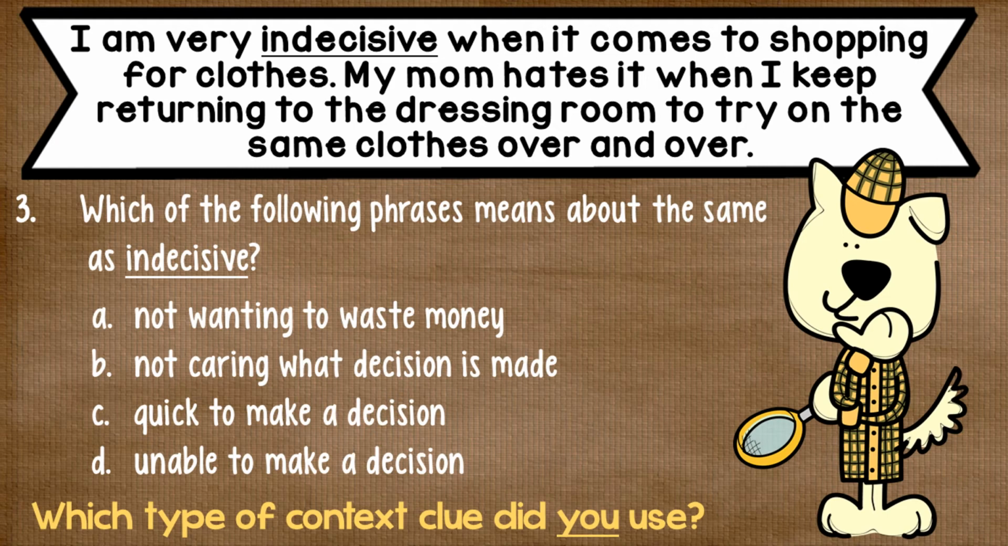If you are indecisive, that means you are unable to make a decision. In this case, we can read the words around it to come to that determination. The author says, my mom hates it when I keep returning to the dressing room to try on the same clothes over and over. That doesn't sound like somebody who's quick to making a decision. That doesn't sound like somebody who doesn't care, and it certainly doesn't have anything to do with wasting money. It is simply this person is unable to make a decision.